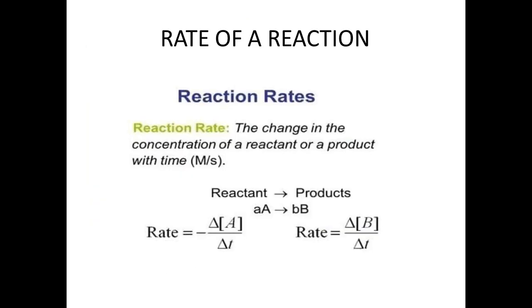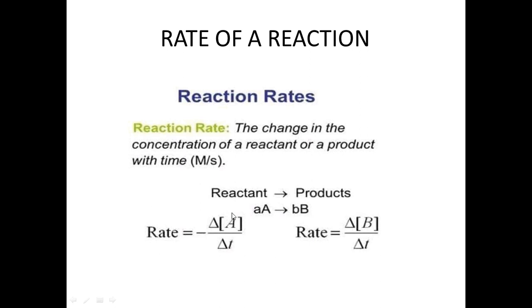So what is the reaction rate or the rate of a chemical reaction? Reaction rate is the change in the concentration of a reactant or product with respect to time. Let's take this schematic reaction in which A is being converted to B. Now in this reaction, A is the reactant, whereas B is the product.